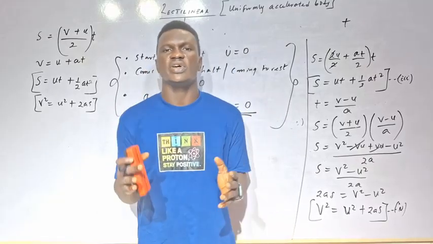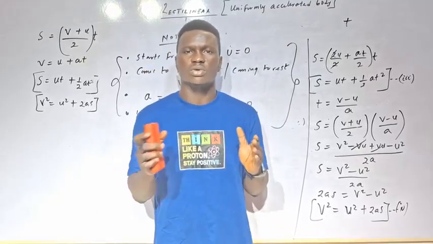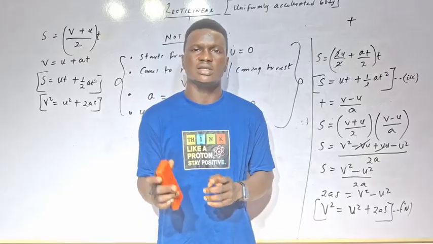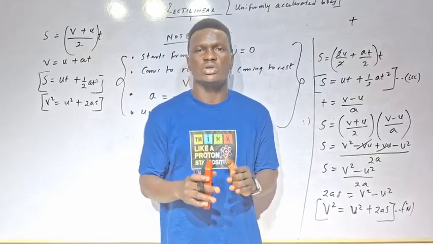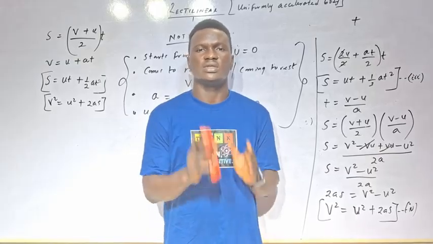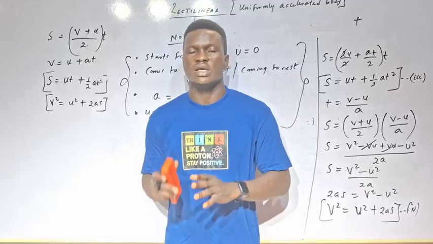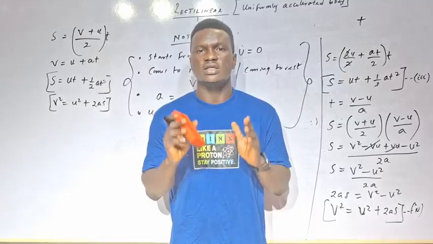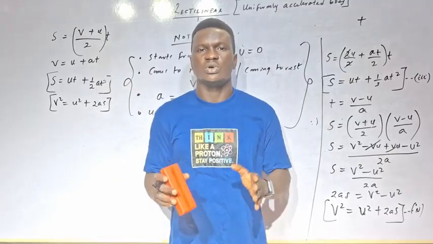Then from there, I derived the equations of motion that help us to relate all of these terms. So the first equation of motion says that S is equal to (V plus U) over 2, multiplied by T. Then we also said that V is equal to U plus AT. We also said that V squared is equal to U squared plus 2AS. And we also said S is equal to UT plus half AT squared. So that's what we have talked about today.